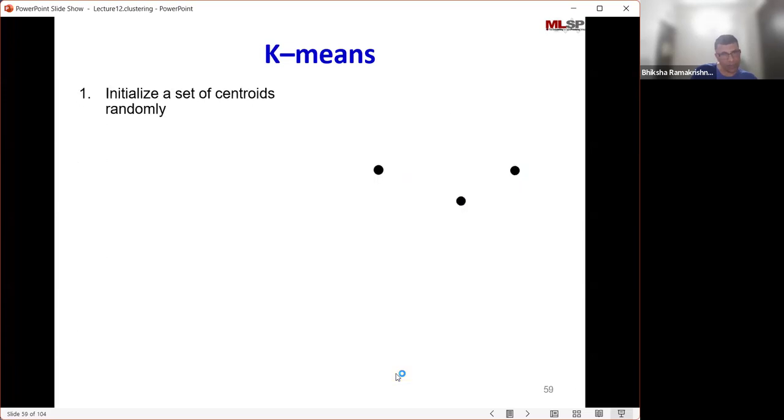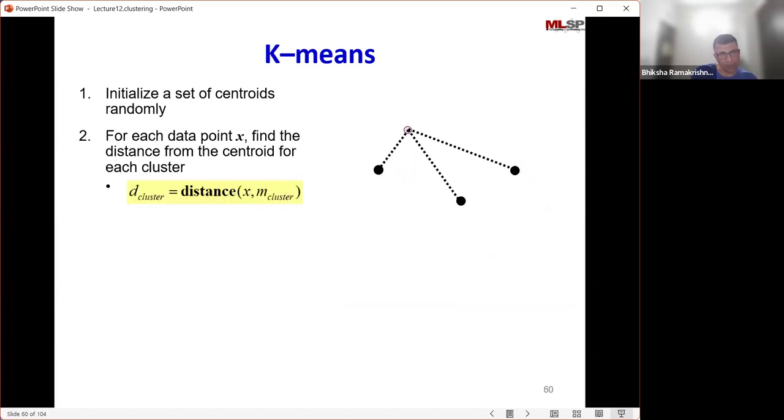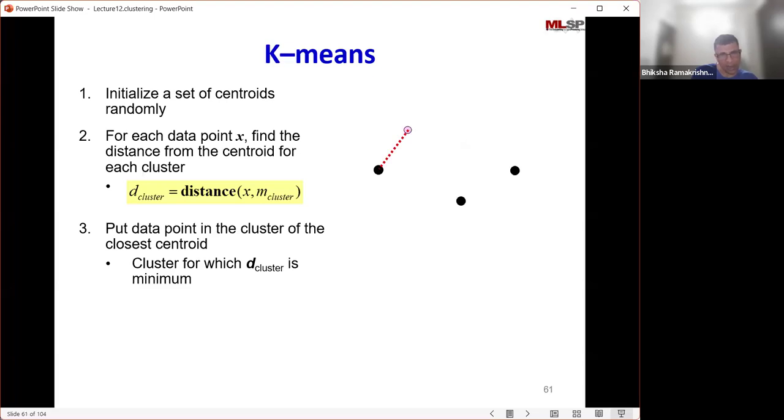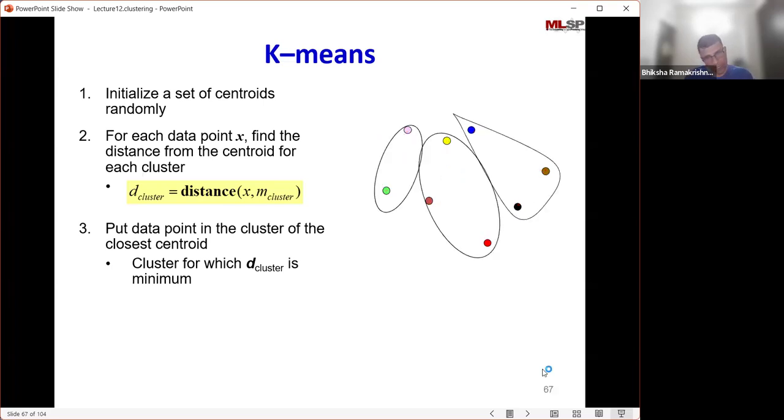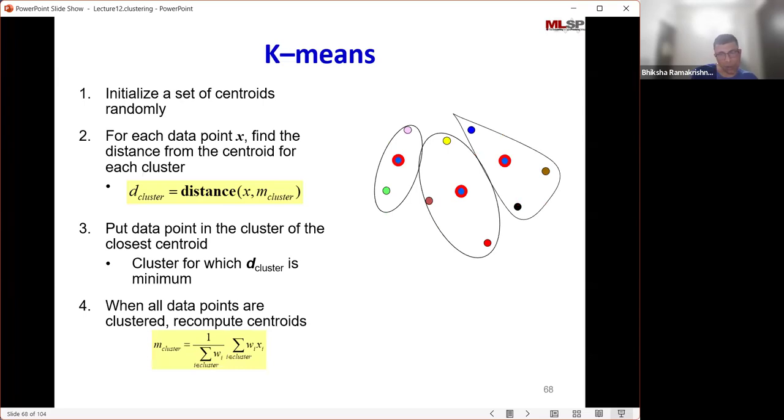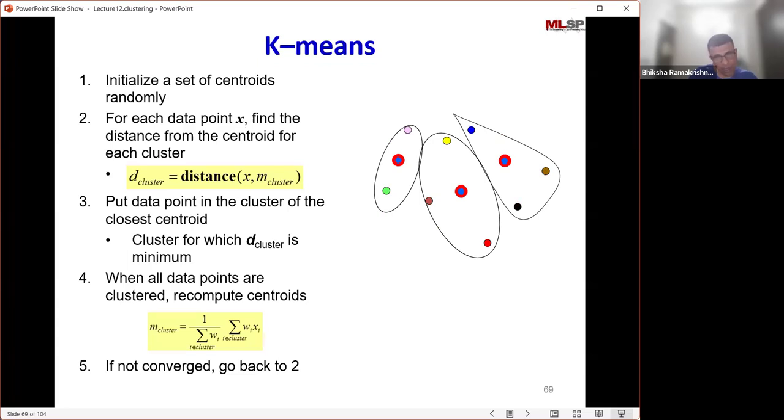So how would this work? You initialize the set of centroids randomly. Then for each data point, find the distance of the data point from the centroid of each cluster and assign the data point to the cluster corresponding to the closest centroid. You do this for each of your data points. And now you're going to have different sets of data points assigned to the different clusters. These form new clusters. And then from these clusters, you can go ahead and re-estimate the centroids and repeat the procedure. This is how you have studied k-means clustering.